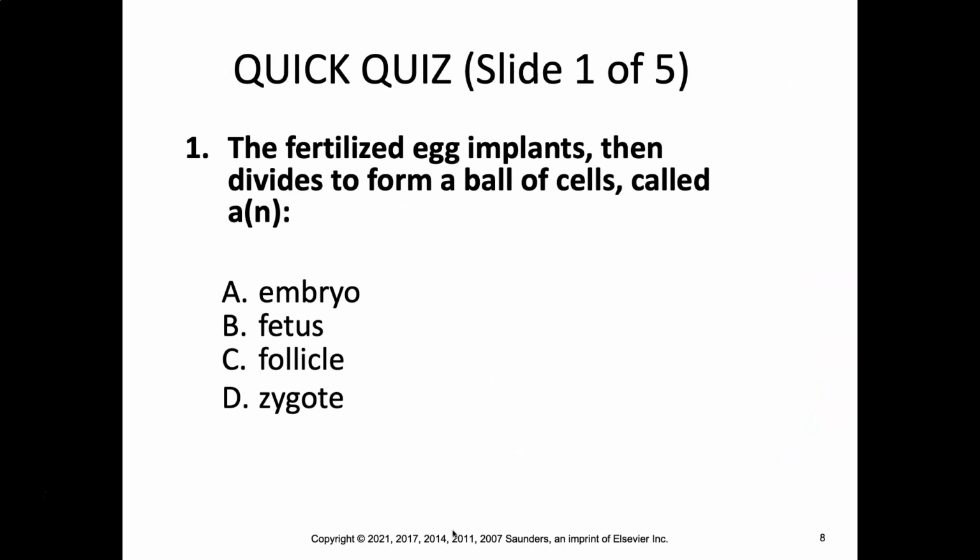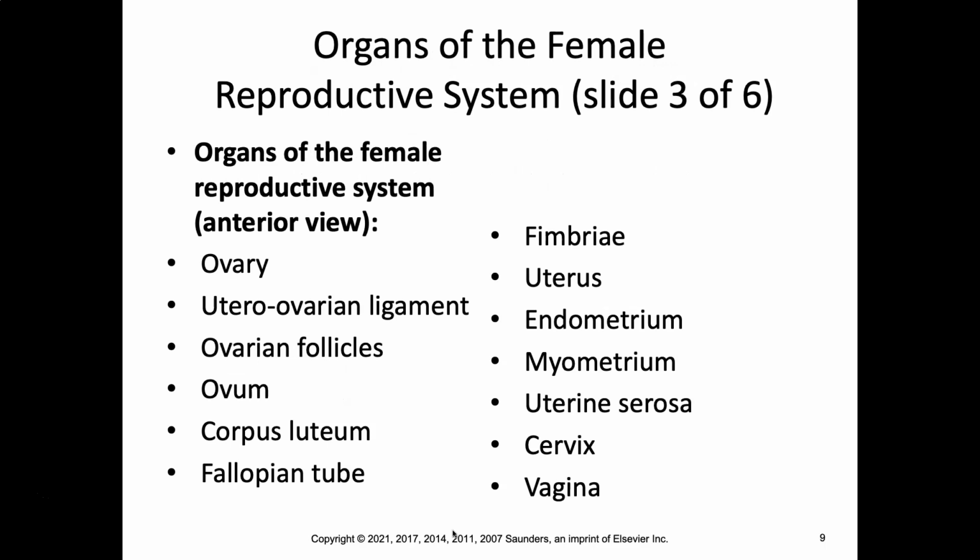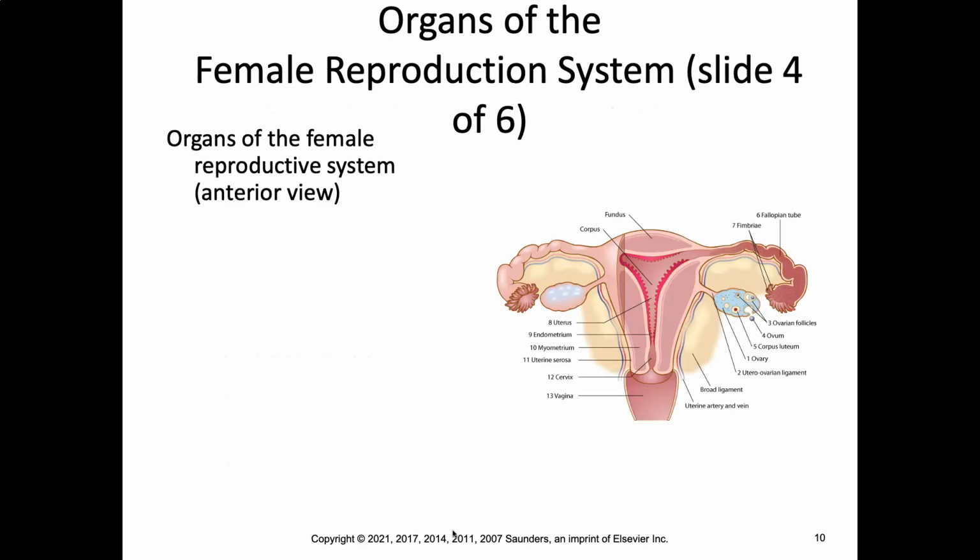Okay, moving on. Fertilized egg implants, then divides to form a ball of cells called, I just gave this to you earlier, so hopefully you remember. And this is another view of these organs that we're going to be looking at: ovary, utero-ovarian ligament, ovarian follicles, ovum, corpus luteum, fallopian tube, fimbriae, uterus, endometrium, myometrium, uterine serosa, cervix, and vagina. And here's a really good visual to show you from a different direction how all this works together.